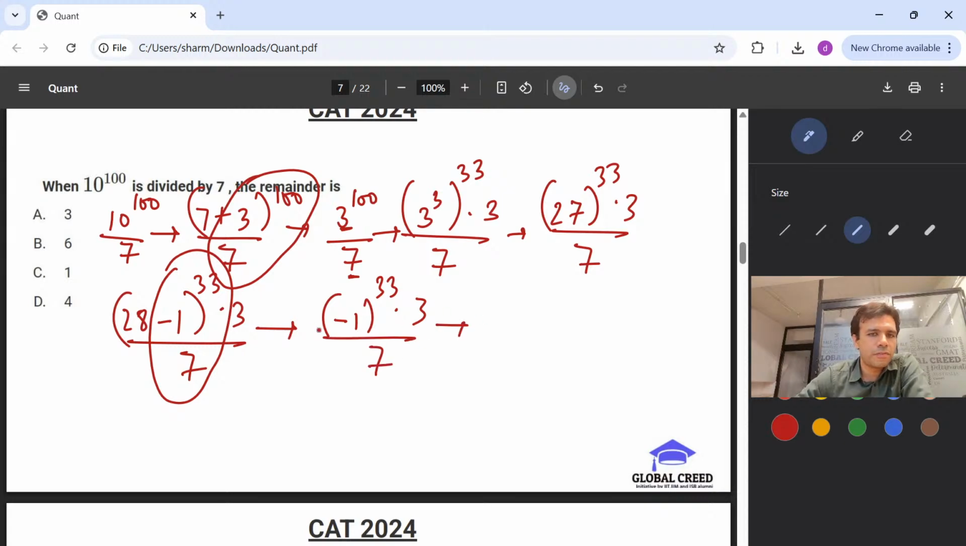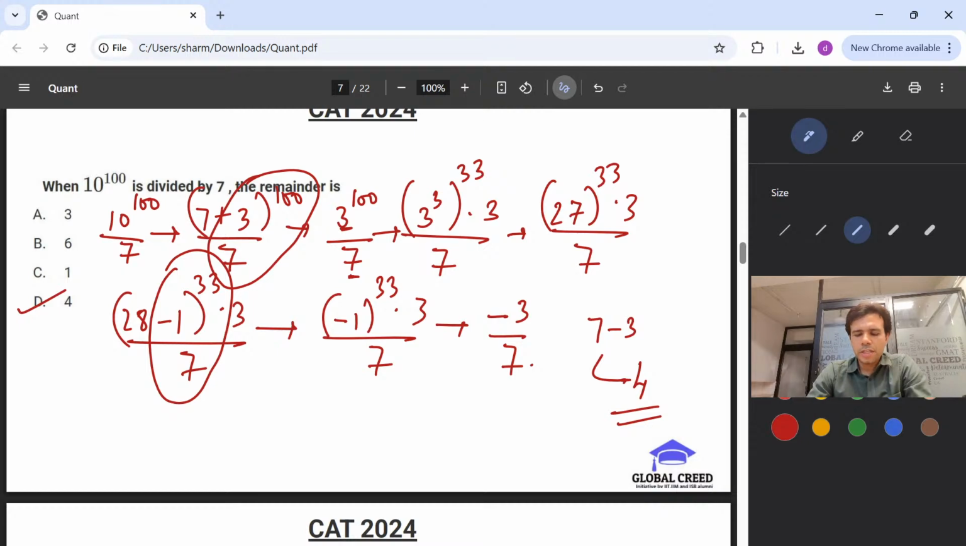This in itself will give me a minus number, its power is odd, so we'll get minus 3 with 7. If you're getting minus 3 with 7, the positive remainder would always be 7 minus 3, which is 4. So I'll say the answer for this one is the fourth option.